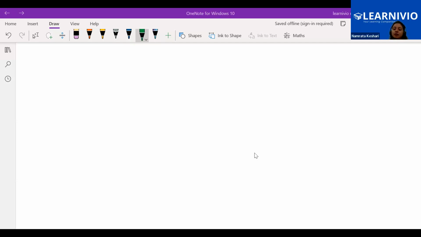In your NCERT, only two exercises are there from the Lines and Angles chapter, right? Or are three exercises there?